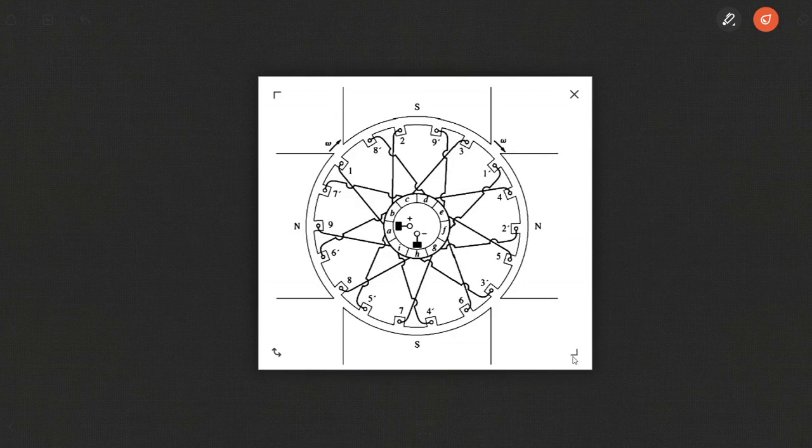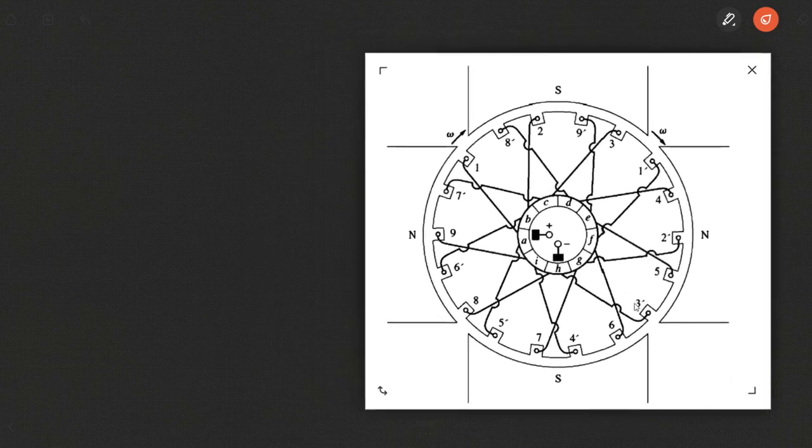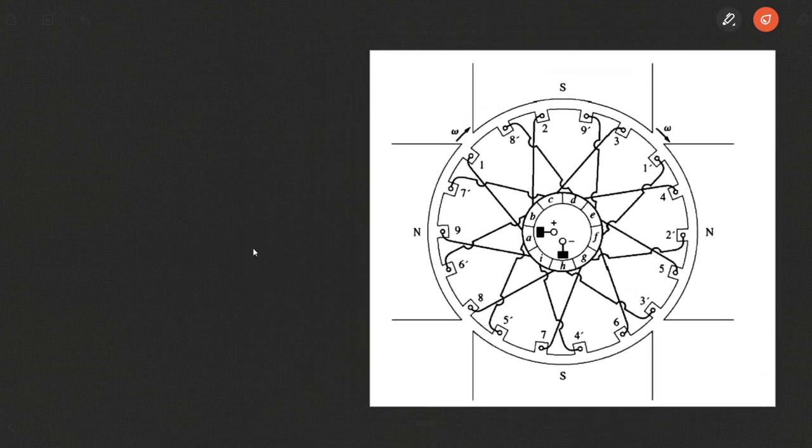Let us take the case of a 4-pole DC machine as shown here. This is a 4-pole DC machine and it has 18 slots. So that means there will be 4.5 slots under one pole at a time. So at any time we can assume that 5 slots will be under the north pole, and 5 will be under the south pole.